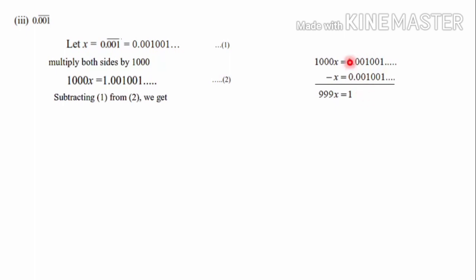Then left side of decimal 1 is there, here 0 is there. 1 minus 0, that is equal to 1. So let's write it, that is 999x is equal to 1. From here we can calculate x, x is equal to 1 divided by 999. Therefore 0.001 bar is equal to 1 divided by 999. This is in P by Q form.